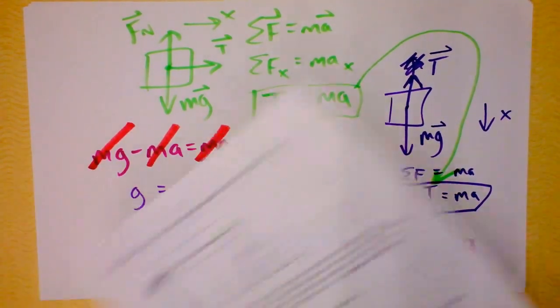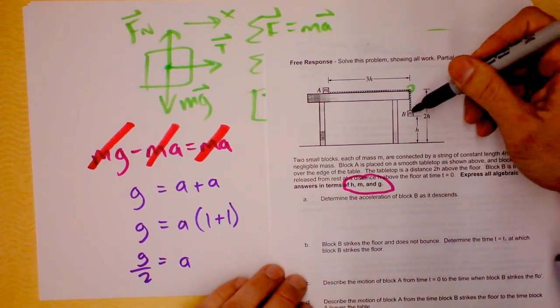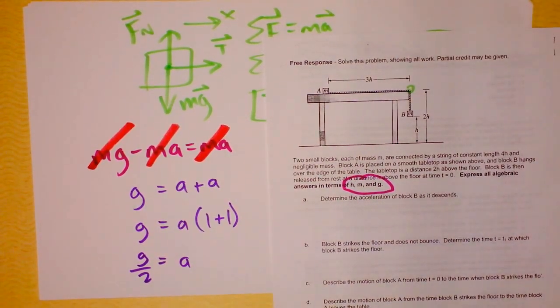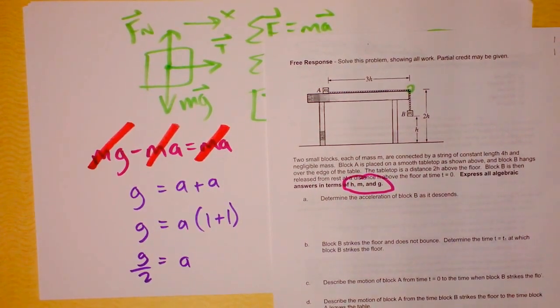Look at this problem again. When I see these 2 blocks, I think, dang, you've got 2 blocks and only one of them's feeling baby g. So you're gonna get half baby g, because it's like baby g spread out between 2 things.